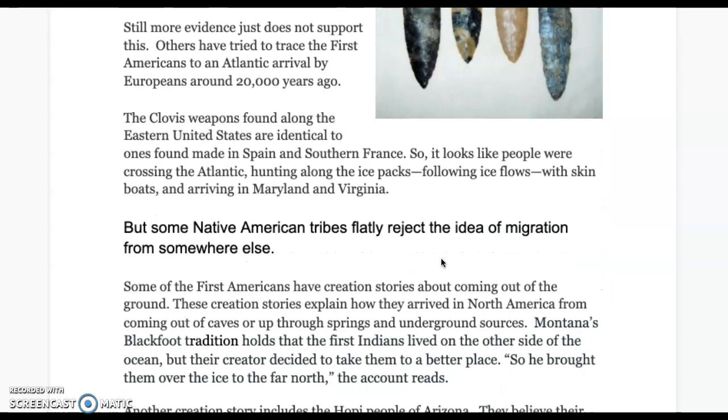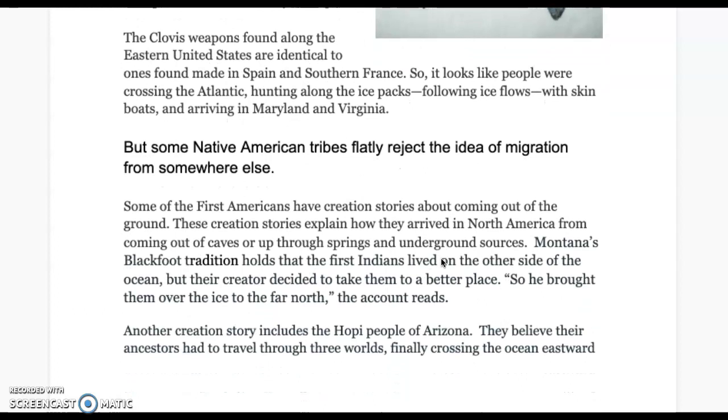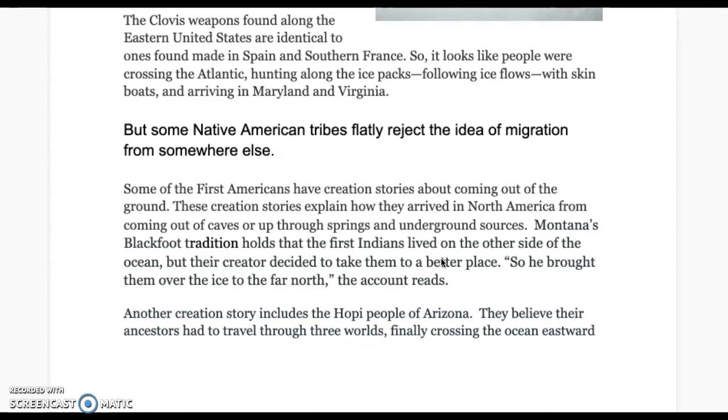But some Native American tribes flatly reject the idea of migration from somewhere else. Some of the first Americans have creation stories about coming out of the ground. These creation stories explain how they arrived in North America from coming out of caves or up through springs or underground sources. Montana's Blackfoot tradition holds that the first Indians lived on another side of the ocean, but their creator decided to take them to a better place. So he brought them over the ice to the far north, the account reads.